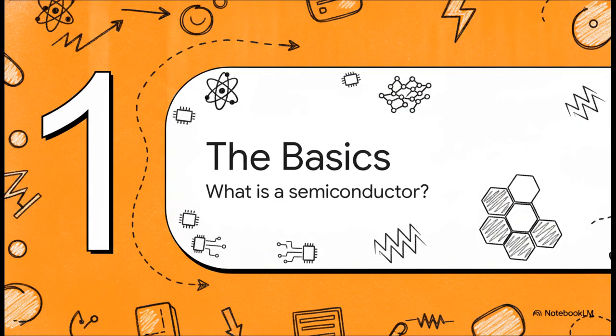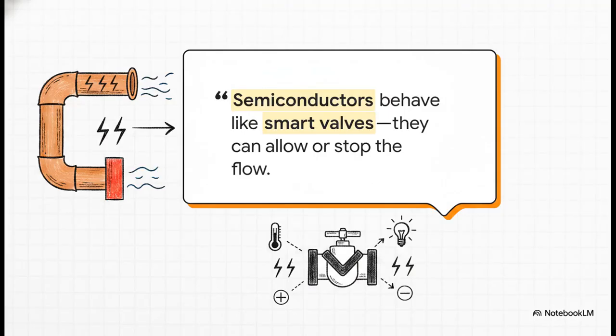All right, kicking things off with Section 1, the basics. So, what exactly is a semiconductor? To wrap our heads around that, imagine electricity flowing through materials, kind of like water flowing through pipes. Some materials, like copper, are essentially wide-open pipes. Water just flows freely. Others, like rubber, are completely blocked pipes. But semiconductors, they behave like smart valves. We can actually control them with temperature, light, or an electric field to either allow or completely stop that flow. This controllability is literally their superpower.